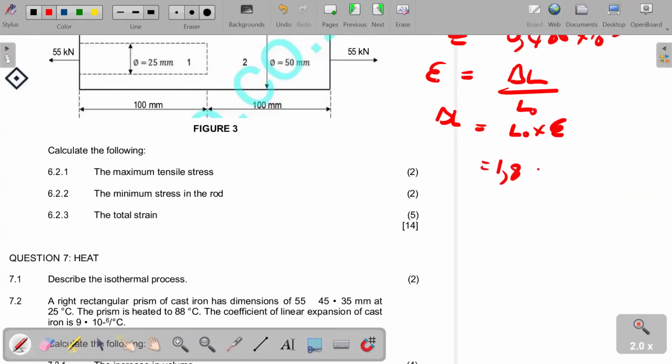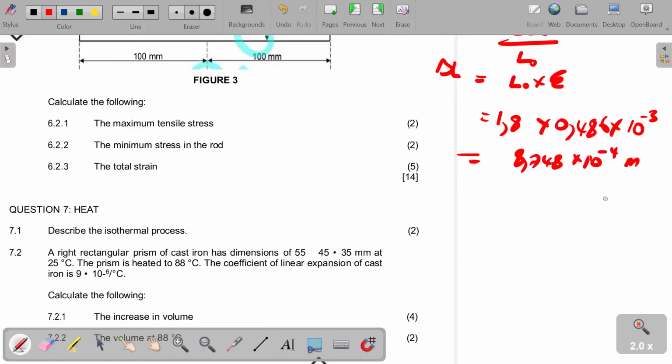That's the length we were given. Multiply 0.486 times 10 to the power of -3. That gives us 8.748 times 10 to the power of -4 meters. That is the change in length.